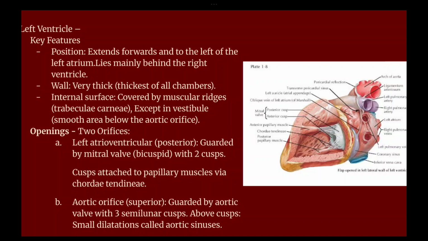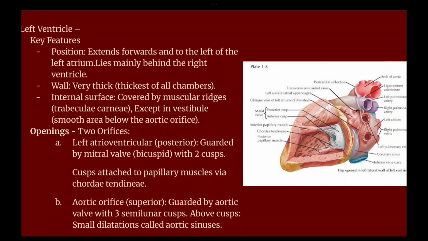As in the case of the right ventricle, where we saw a smooth surface near the pulmonary orifice, here also the aortic orifice has a smooth area. Now the openings in the left ventricle consist of the atrioventricular valve and the aortic orifice. The left atrioventricular valve is on the posterior region and is guarded by two cusps, as we saw in the left atrium. These bicuspid valves prevent the backflow of blood from the left ventricle into the left atrium.